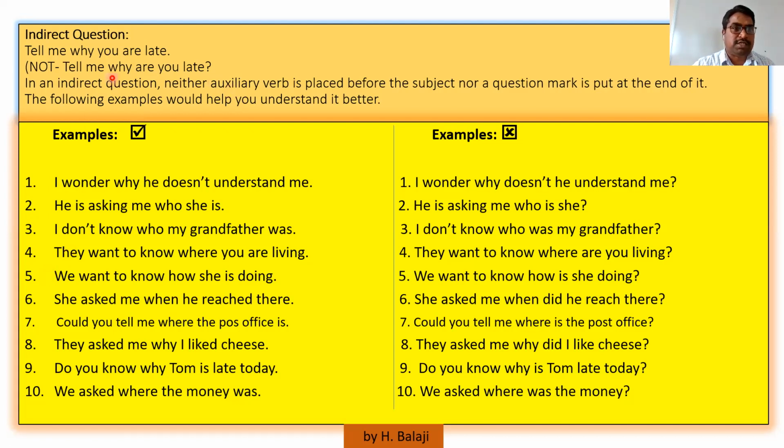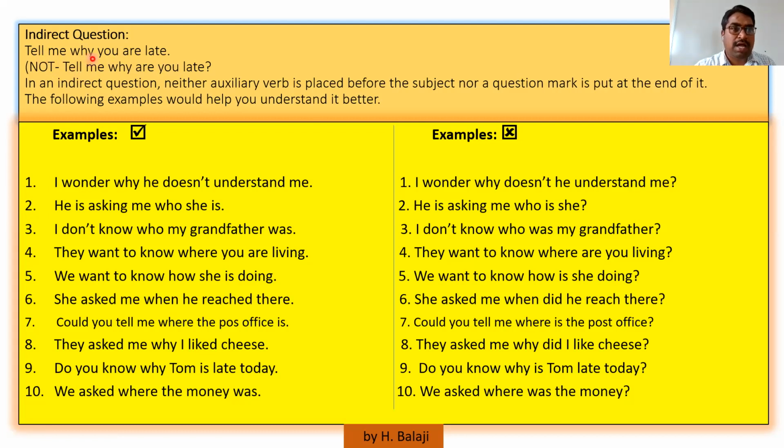Dear viewers, please look at this point. Look at these questions: "Tell me why you are late," and "Tell me why are you late." Here, there are two questions, and both are indirect questions. The first one is grammatically absolutely correct, and the second one is grammatically absolutely incorrect. It is not correct grammatically because it doesn't follow the grammar rule, right?